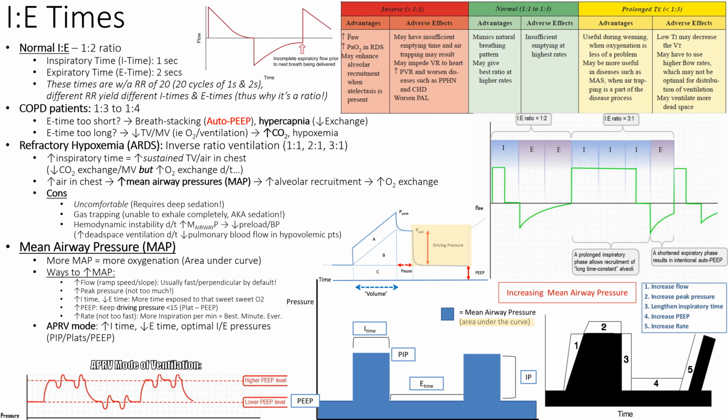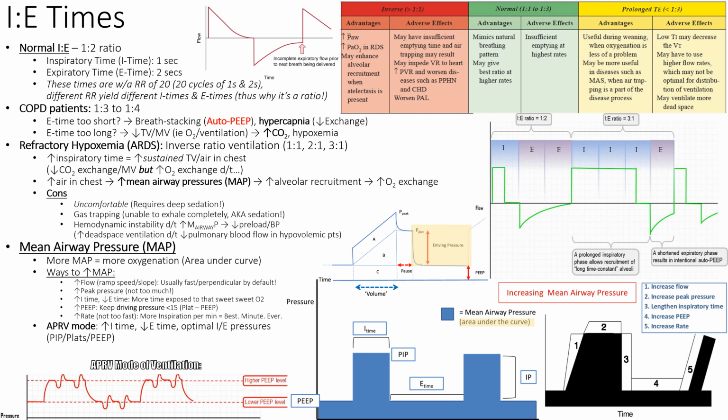You allow for more expiration to exhale more tidal volume, right? That's one of the strategies we can do to fix IE time. Again, normal IE ratio is 1 to 2, all right? So you inhale for 1 and exhale for 2 parts. If it's 1 second, 2 seconds, that's a rate of 20, right? So 1 second plus 2 seconds is 3 seconds, times 20 is 1 minute, right? That's 20 breaths per minute.